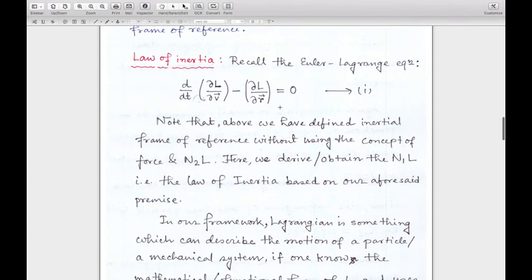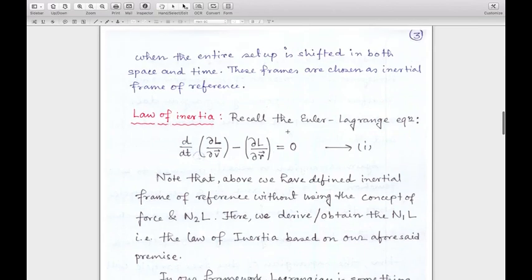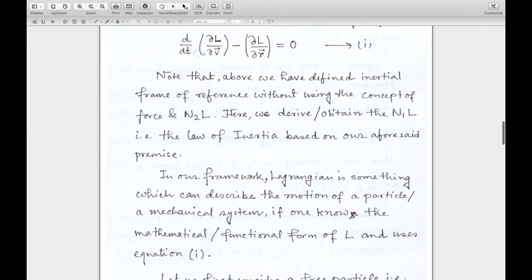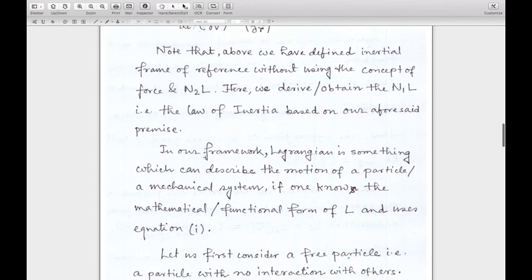That I can write for a free particle, for which there is no constraint. So I can simply say its natural or usual coordinates are nothing but the set of generalized coordinates, and the same for generalized velocity. Note that in the above section, we have defined the inertial frame of reference without using the concept of force and N2L, right? Now we will derive N1L based on our aforesaid premise.